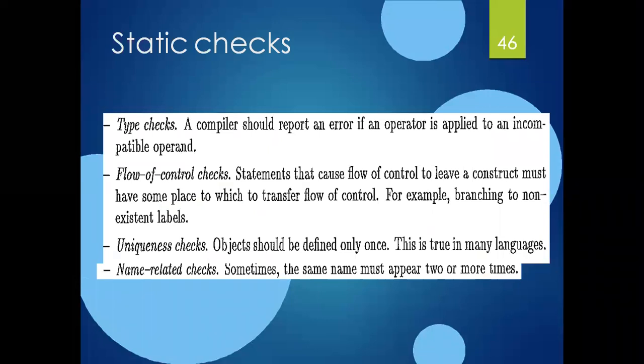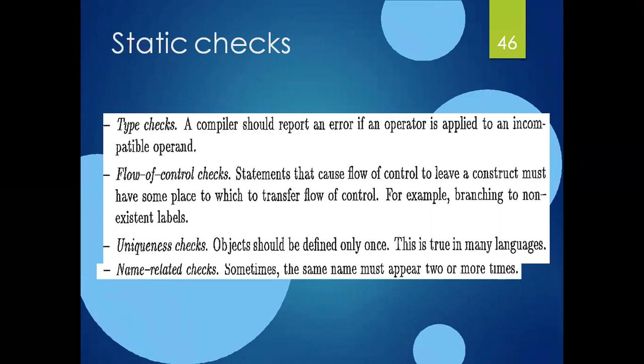And what are static checks? While coming to static checks or type checkings, we have different types of checks, like type check, flow of control check, uniqueness checks, and name related checks. And what is type check? As I already explained, the definition of type checking, one of the most important points, is detecting the errors arising in the expression due to incompatible operands. That is the most important definition for type checking, and it is also an important point for the question like what is the need of using these type checkings, right?